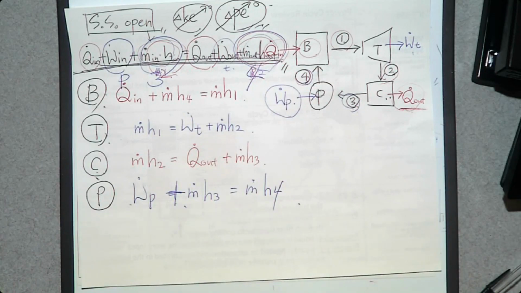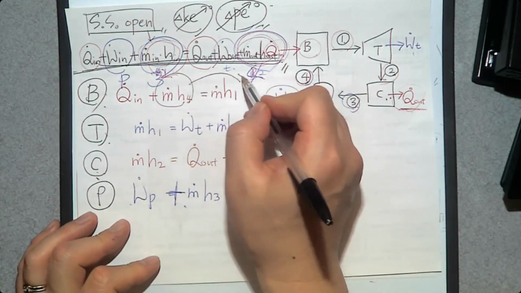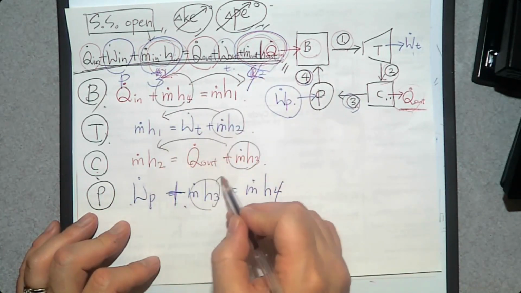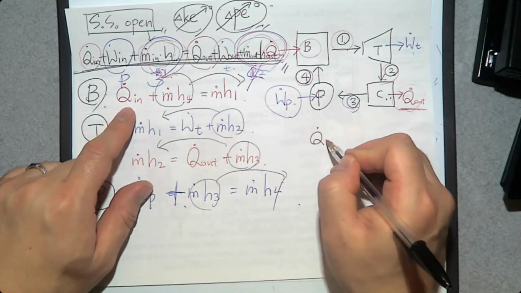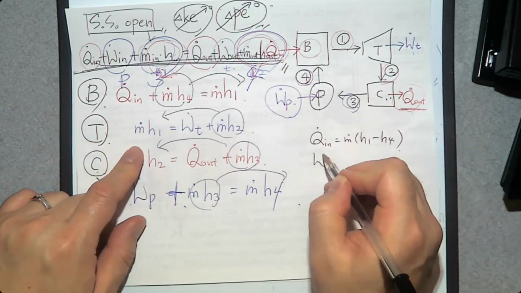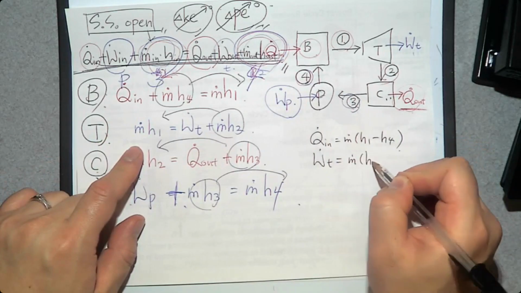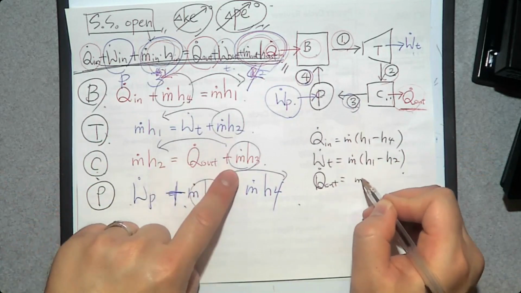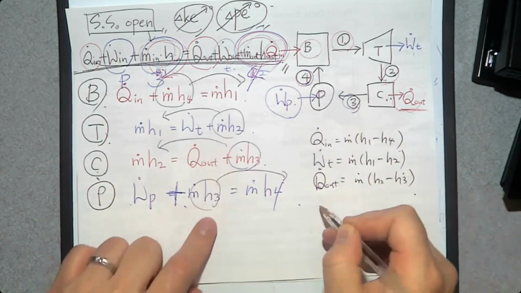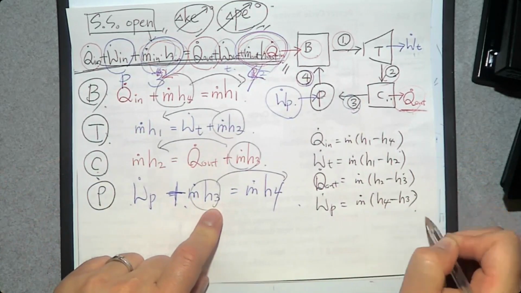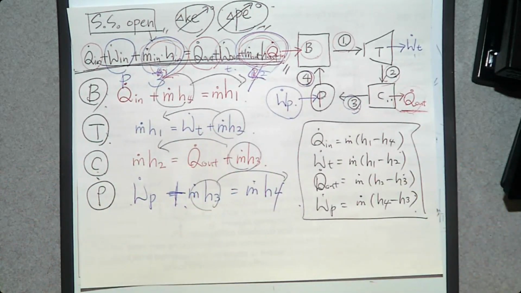Now, let's move this one to the right-hand side. Let's move this one to the left-hand side. Move this one to the left-hand side. Move this one to the right-hand side. So Q dot in is M dot (H1 minus H4). W dot T is M dot (H1 minus H2). Q dot out is M dot (H2 minus H3). W dot P is M dot (H4 minus H3). So these are the 4 energy balance equations for the Rankine cycle.